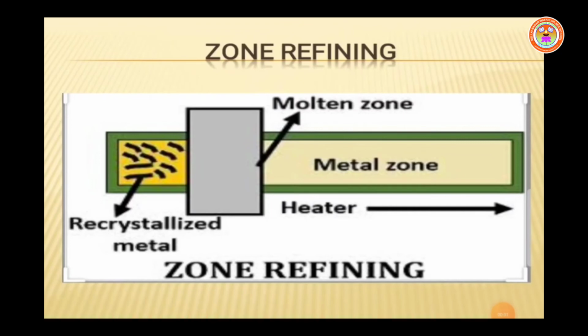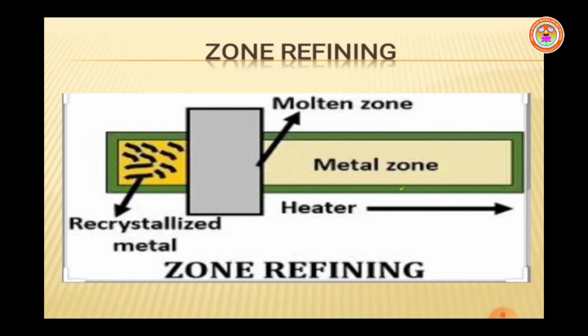Now we are going to see zone refining. Metals which are used in the semiconductor field are refined by this method. Zone refining is generally employed to get an ultra-pure metal. Ultra-pure metals are used in the semiconductor field. Metals like germanium, silicon and gallium are used as semiconductors and are refined by zone refining method. Understand, children?